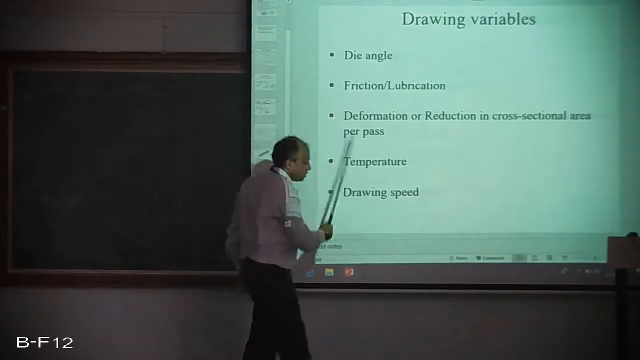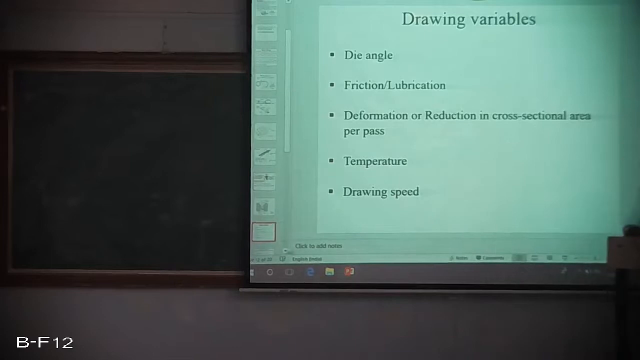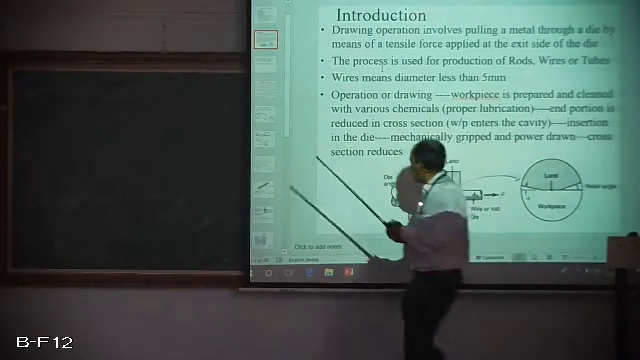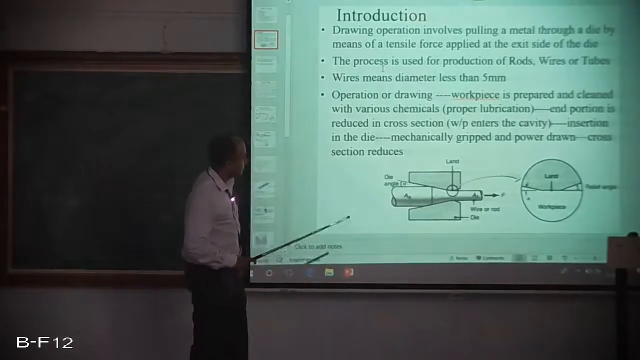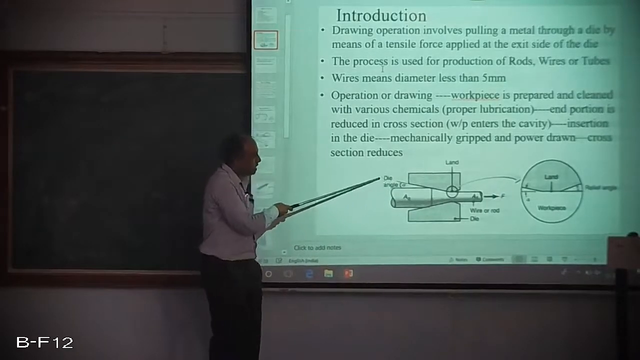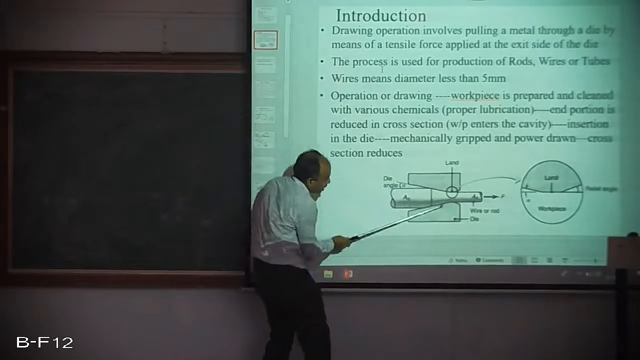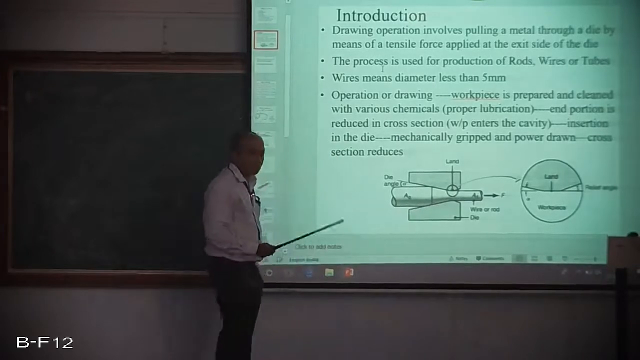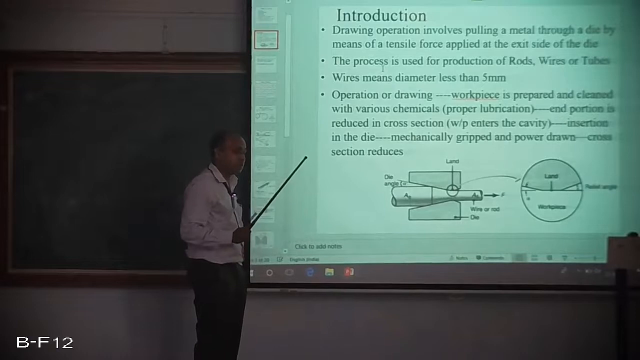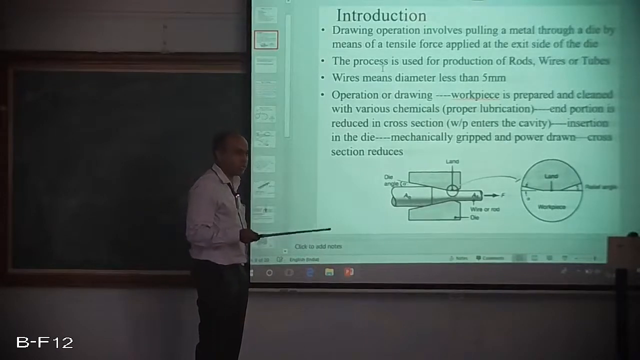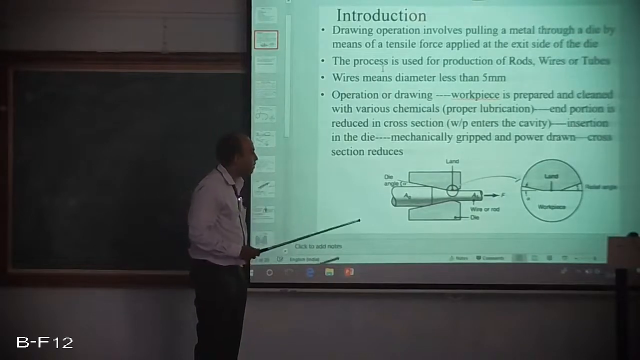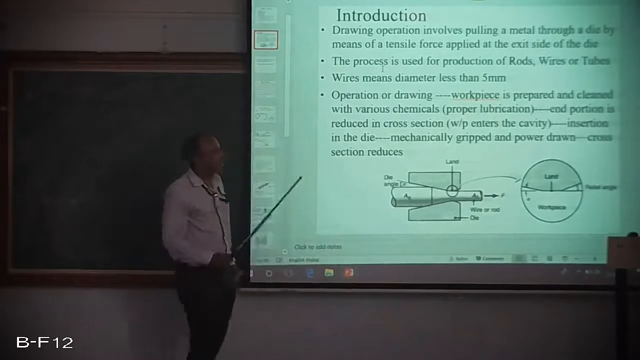Now the first thing is your die angle. What is a die angle? I'll go to this slide. This is the die angle. Actually it is the half die angle. If you join this slanted portion and this portion, you will have 2 alpha, which is actually the full die angle. I should use the words full die angle, but normally I express it in terms of alpha, so when I say die angle, it is the half die angle.